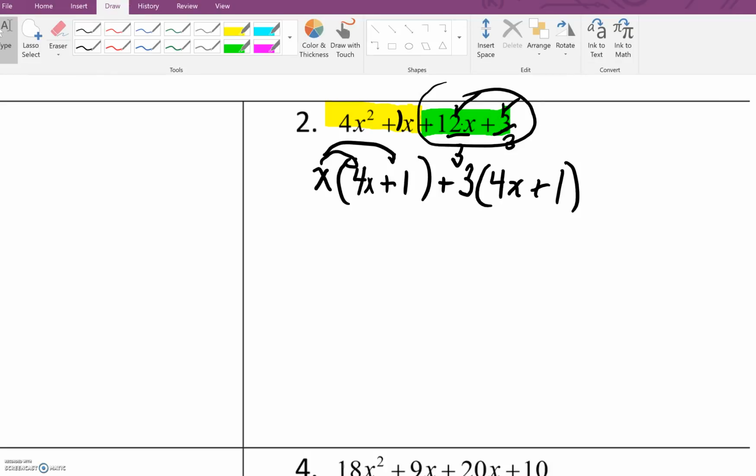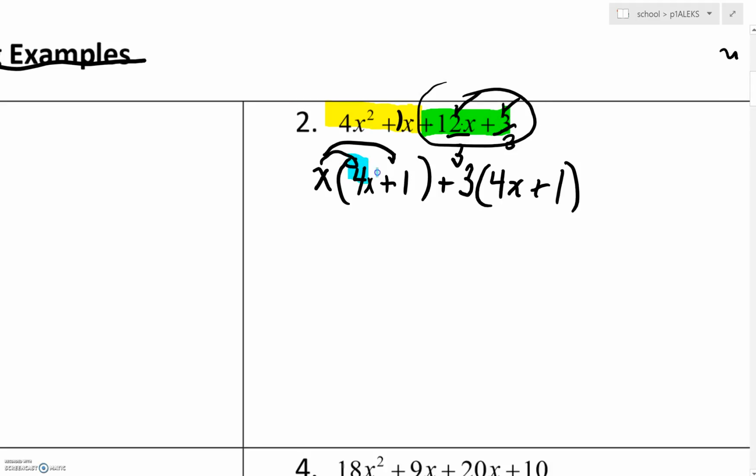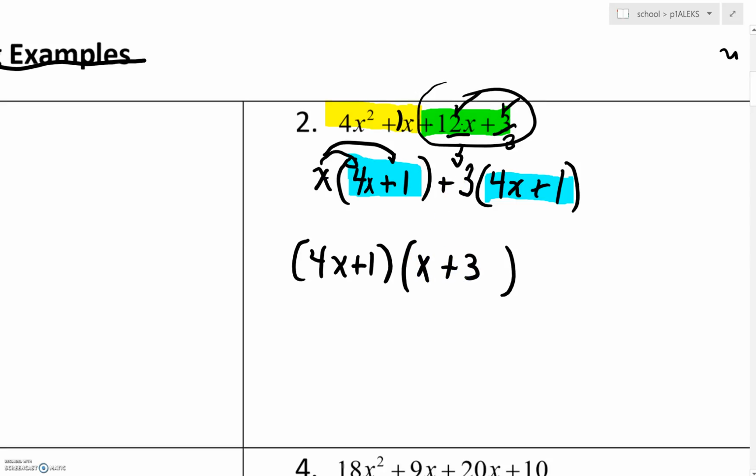Here you go again, though. The parentheses have to be the same. So pull out those blue parentheses. We'll have 4x plus 1. What isn't highlighted in blue? Well, the x and the plus 3, and then we're done. That would be our factored form.